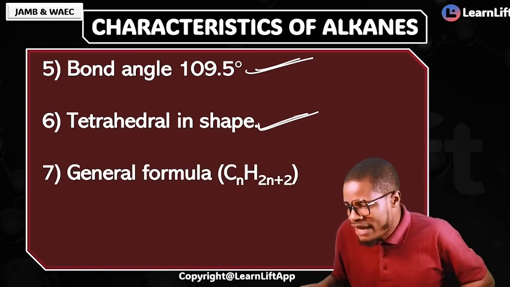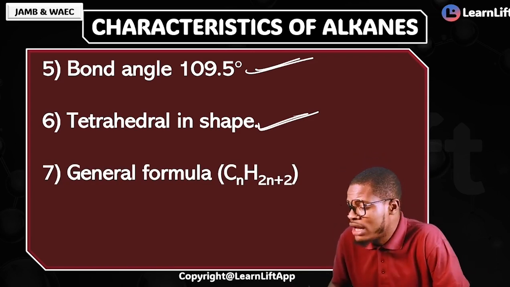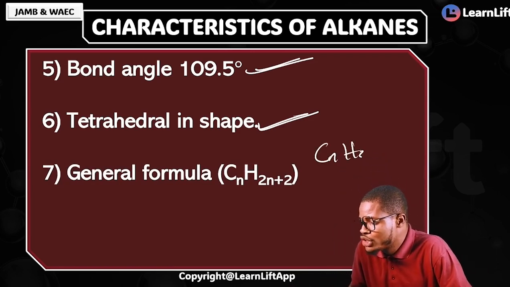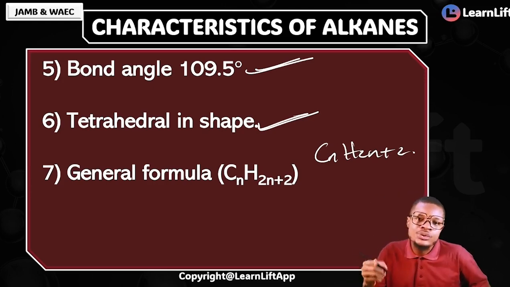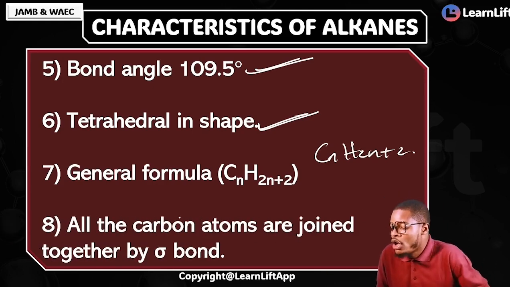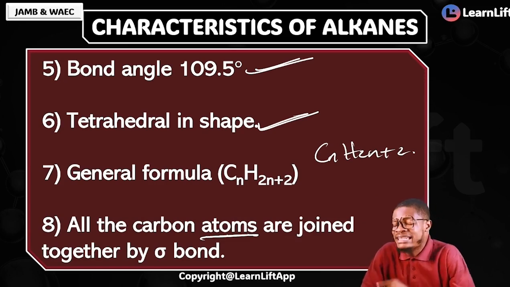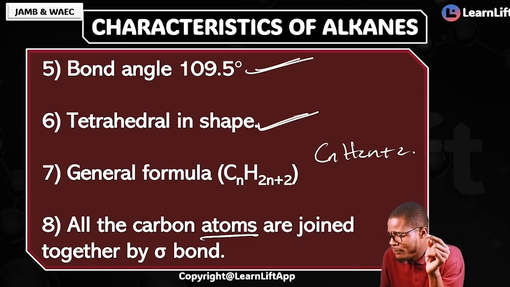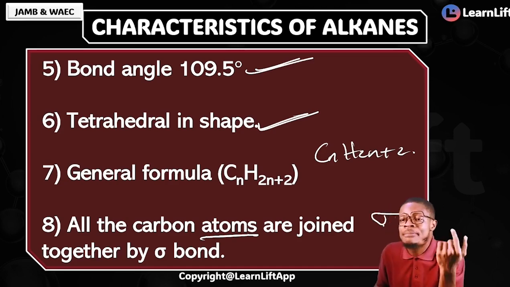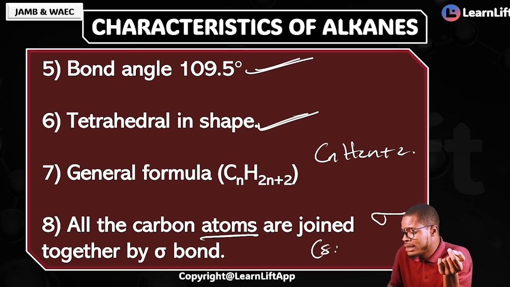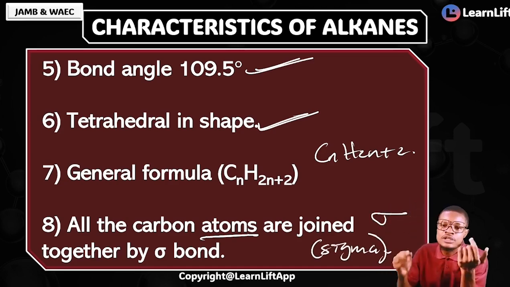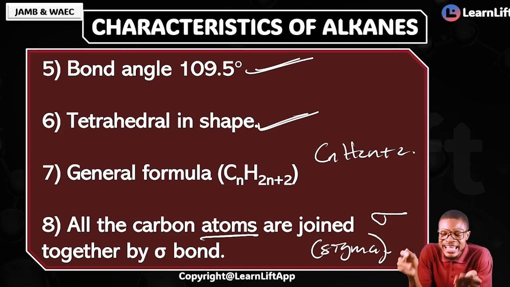And then number 7, very fast. They have a general molecular formula of what? CnH2n plus 2. Simple. And then number 8, all the carbon atoms that you see in your alkanes, are they joined by sigma bond or pi bond? They are joined by your sigma bond. That is the symbol for sigma. This is it, your sigma bond. So in alkanes, what do you see there?